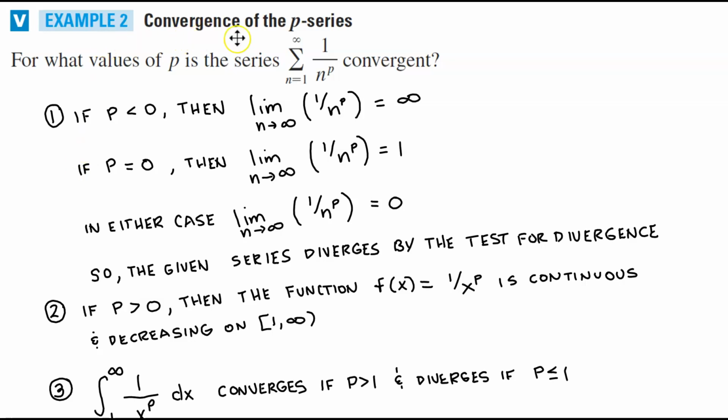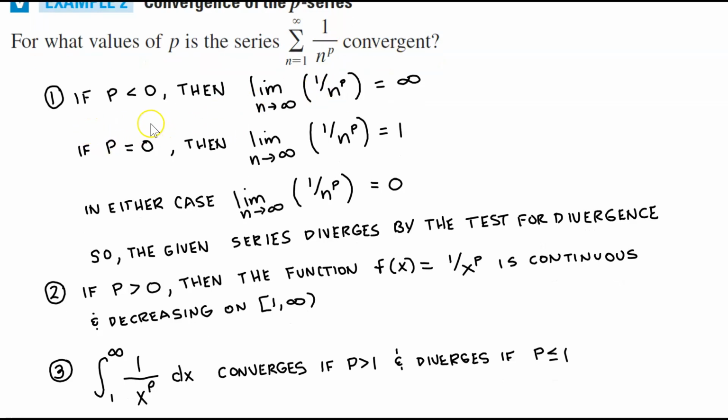In example 2, convergence of the p-series. For what values of p is the series the sum of 1 over n to the p power, as n goes from 1 to infinity, convergent? Now, let's take a look at these scenarios.